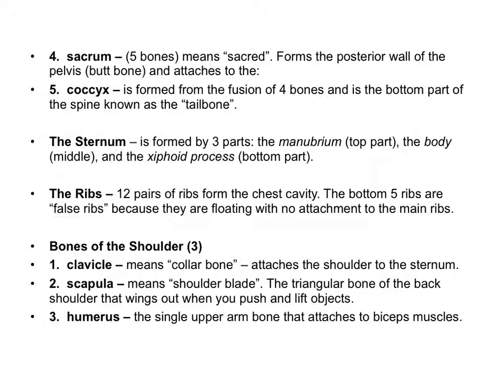Now, let's move on to the rib cage. We have the sternum, and the sternum has 3 parts: the manubrium, which is the top part, the body of the sternum, which is the middle, and the xiphoid process, which is the bottom.